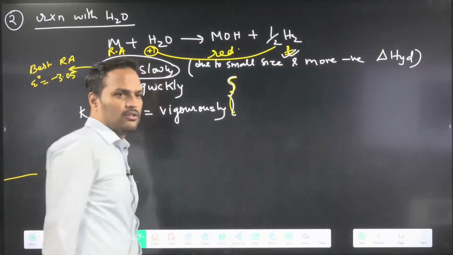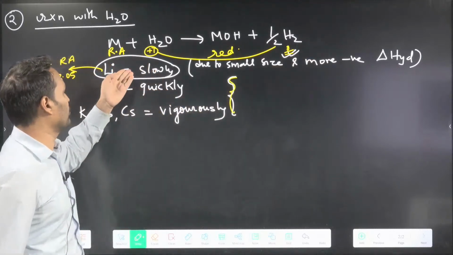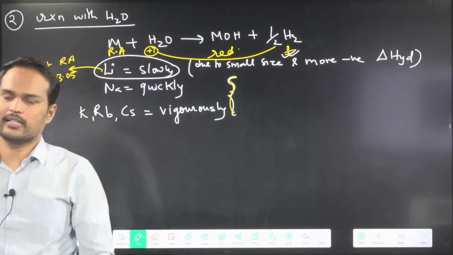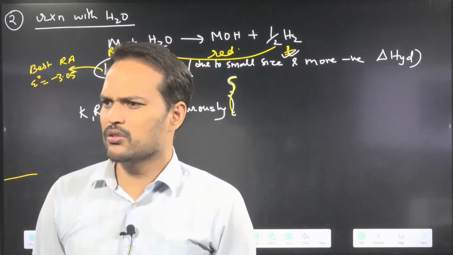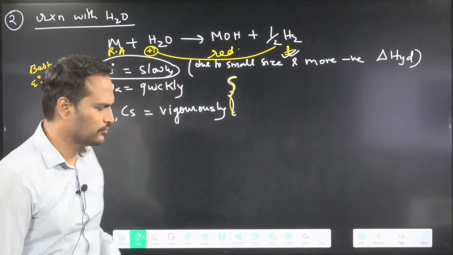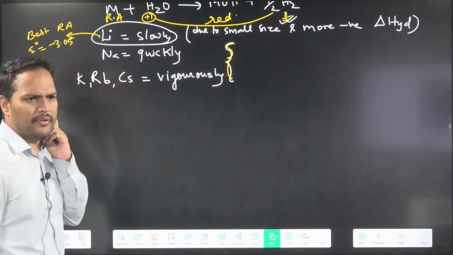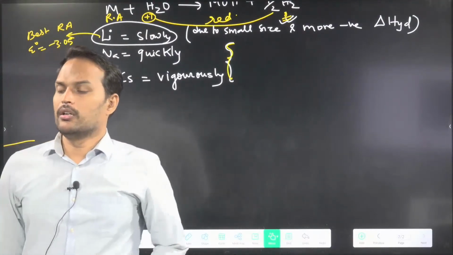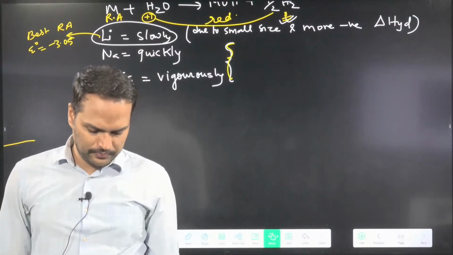We will say this also: if the hydration energy is more negative, that means it should react fast. Why is it reacting slow? It should react fast, react quickly. Then they are saying that one more reason can be there. Do you remember the order of melting point? Do you remember the order of melting point? Tell me quickly.